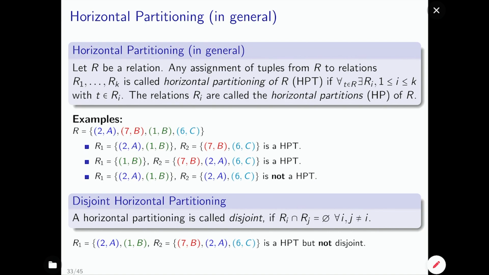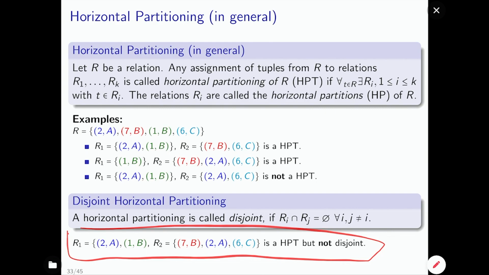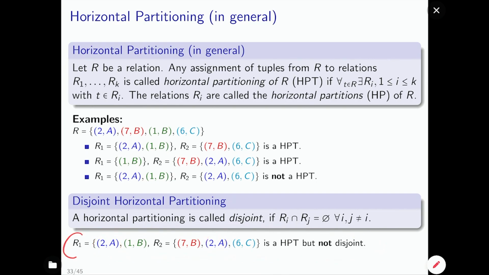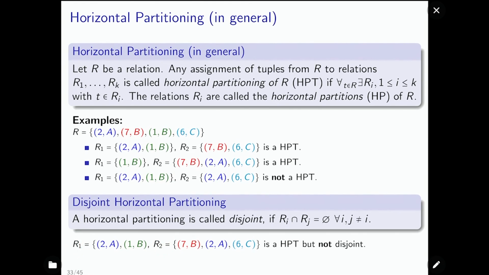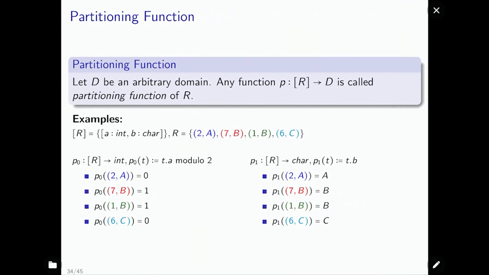So in this example, this example shows us pretty well. This is a valid horizontal partitioning. However, one of the tuples, this 2.a, is represented twice. It's contained in both of these subpartitions. That's not what I want to have. In the following, I want to have a disjoint horizontal partitioning. That's typically what's used in group by.